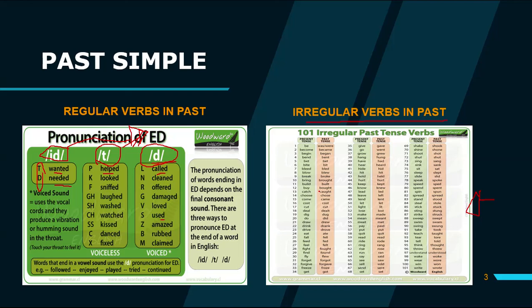Like buy, we say bought. Like choose, we say chose. Do, we say did. Eat, ate. Give, gave. Go, went. Like run, ran. Say, said. See, saw. Steal, stole. Take, took. Tell, told. Throw, threw. Write, wrote. Okay? So you have to start learning the irregular verbs in past.